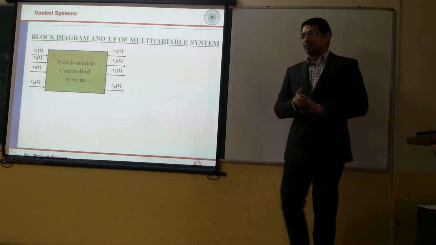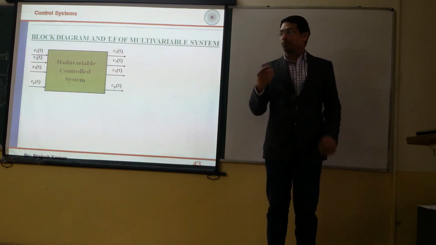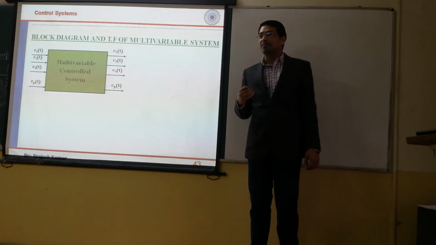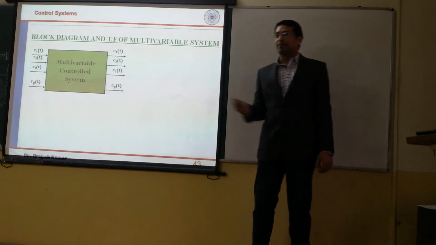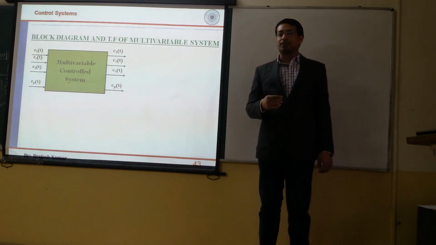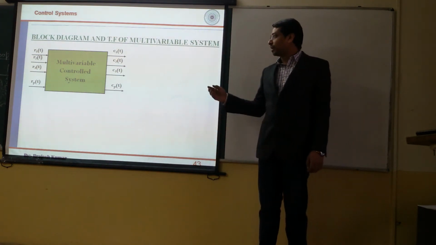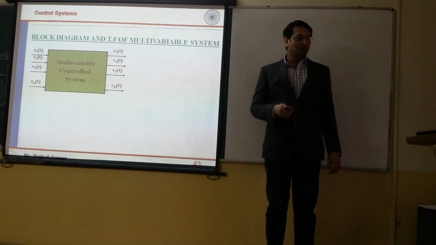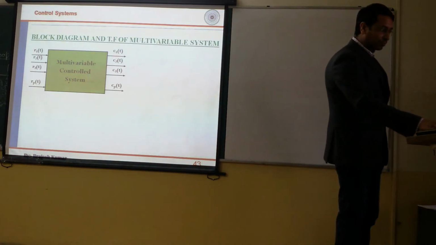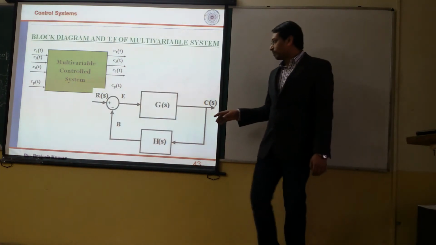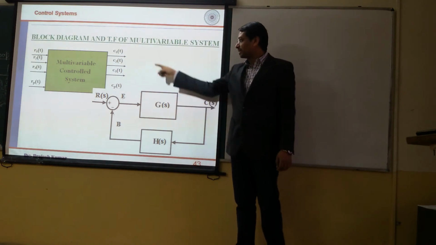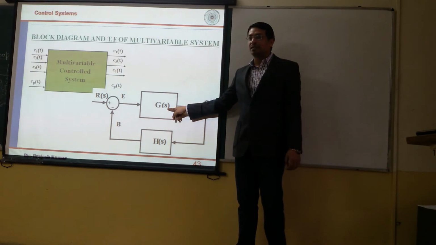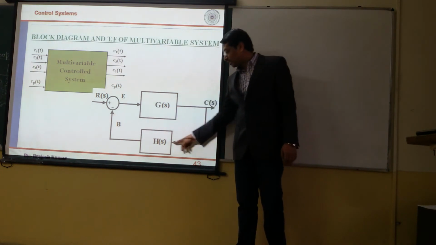Before moving to the signal flow graph, we will look into one small topic, that is block diagram and transfer function of a multivariable system. Suppose you are provided with a block having multiple inputs, named R1, R2, up to Rp, and multiple outputs C1 to Cp. So what you are going to do? And if you are going to take feedback of this, this will become your G(s) matrix. Means instead of saying transfer function, you are going to say transfer function matrix, and feedback path matrix.